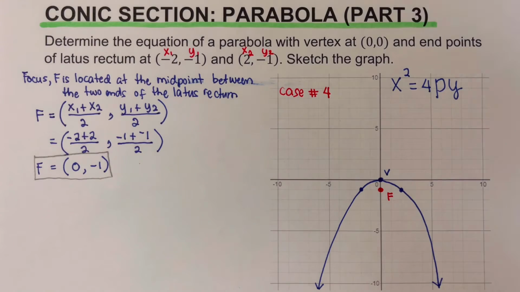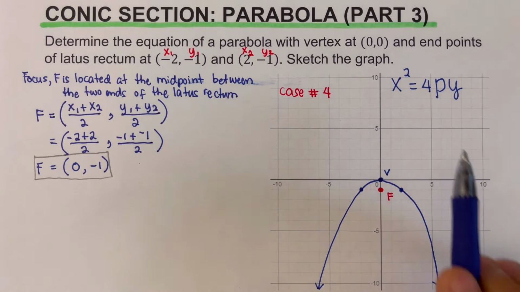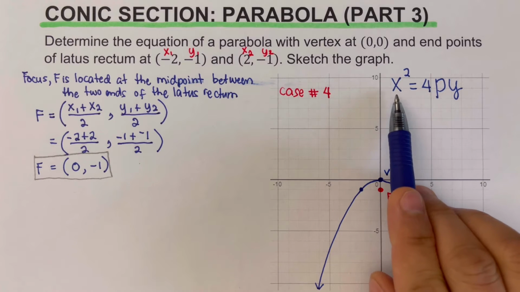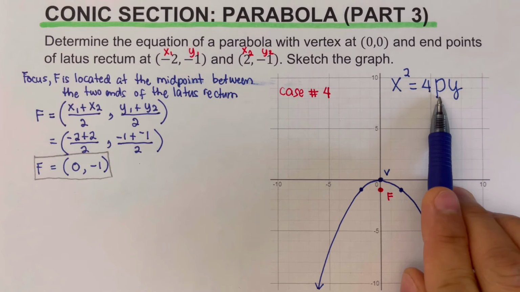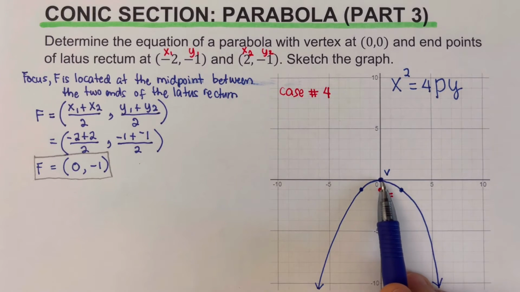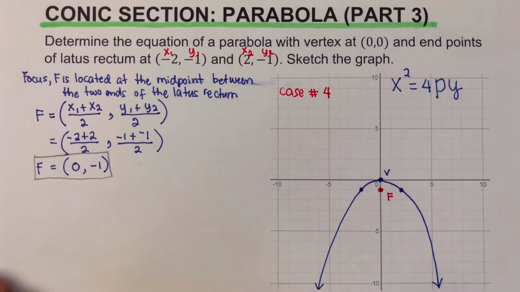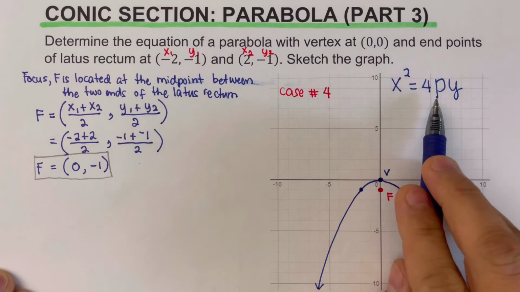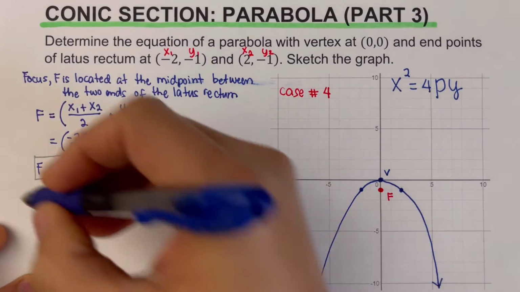Since we already have the focus, the only thing that we need to find out in order to write the equation of this parabola is the p. Remember that the p is the distance from the vertex to the focus. Just by looking at this, we can already tell that it is 1. The distance here is 1 because that's 0 and this is 1 right here. But let us show the mathematical method of determining the distance from the vertex to the focus, which stands for p. So I will show that work up here.